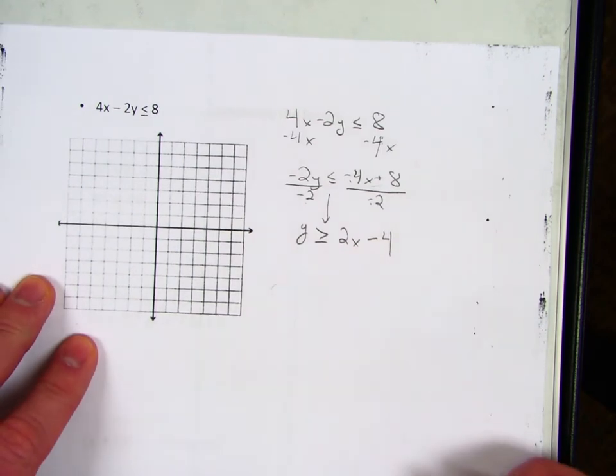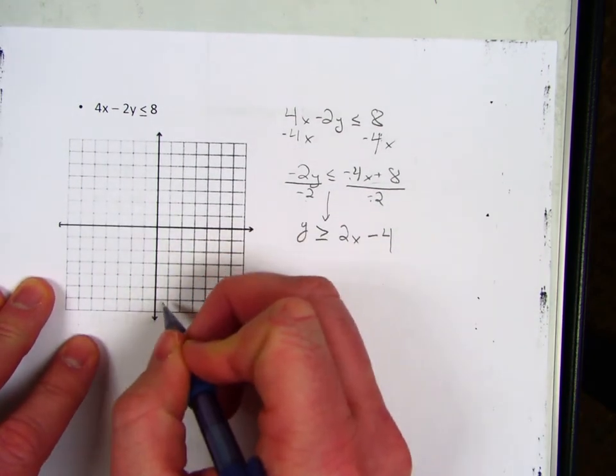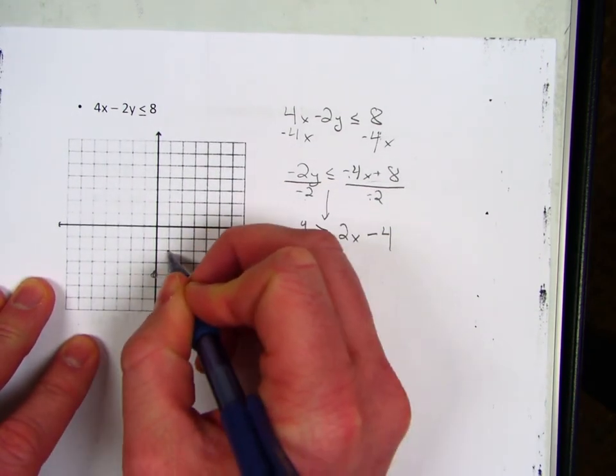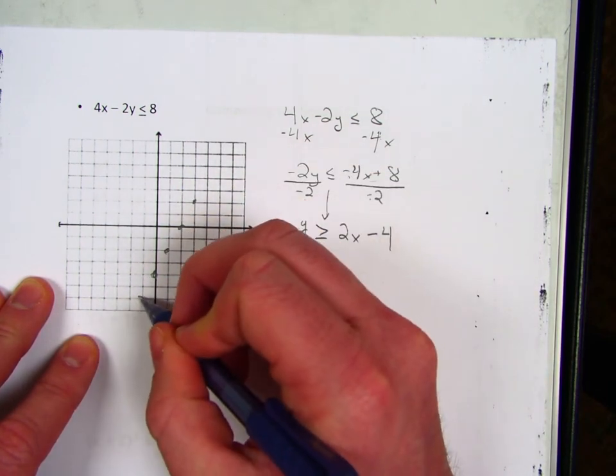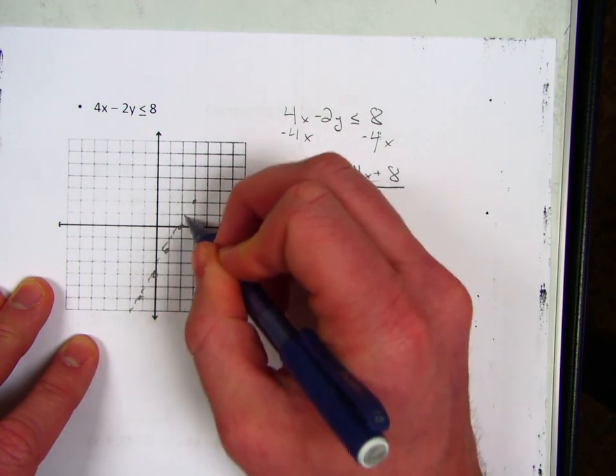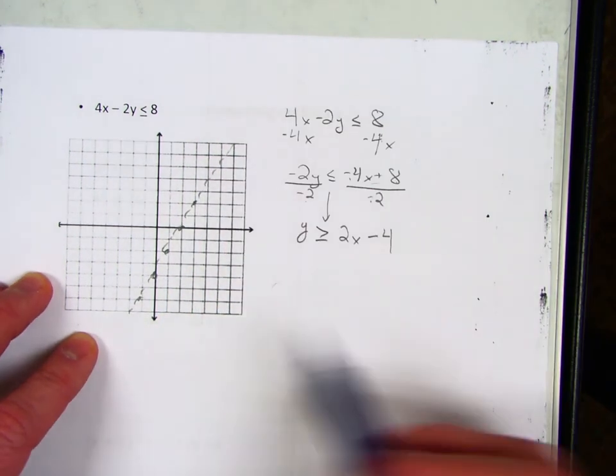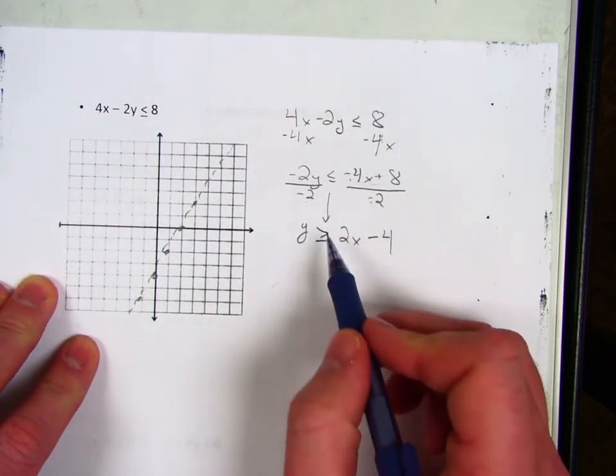So now this is the inequality that we're graphing. I'm going to start at my y-intercept of -4 and do my slope of, looks like a positive 2. And so there's my first step. Second step is figure out where to shade.